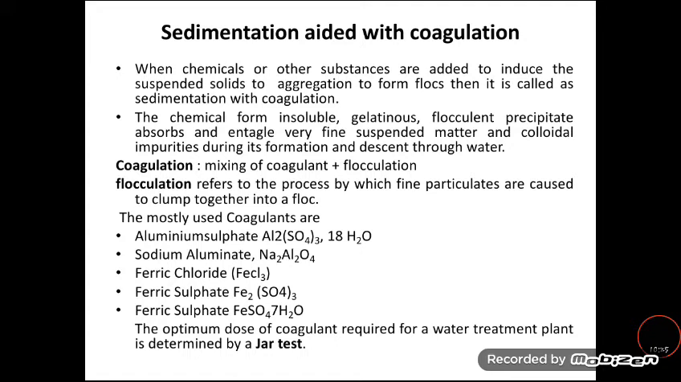The most used coagulants are aluminum sulfate, sodium aluminate, that is, aluminum sulfate is nothing but alum, and ferric chloride and ferric sulfate. These are the most used coagulants, and the optimum dosage of the coagulant required for the water treatment plant is determined by jar test, to avoid an excess amount of coagulant and reduce the cost.